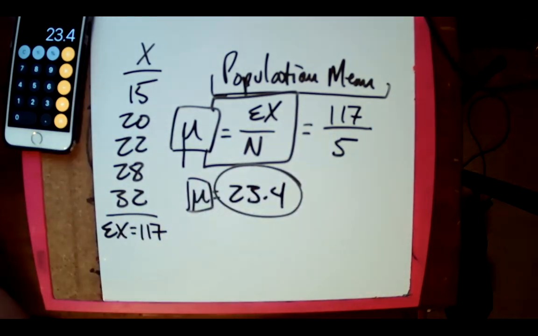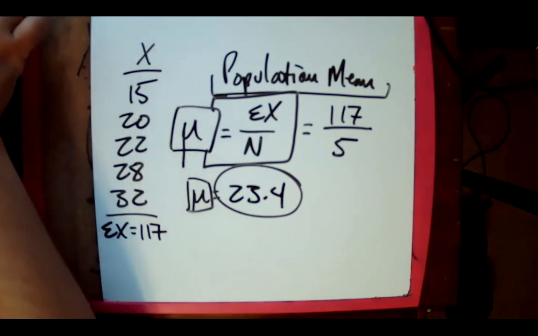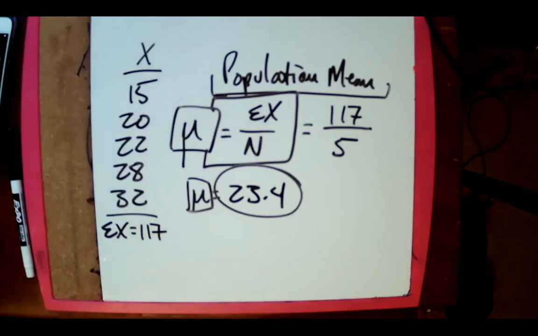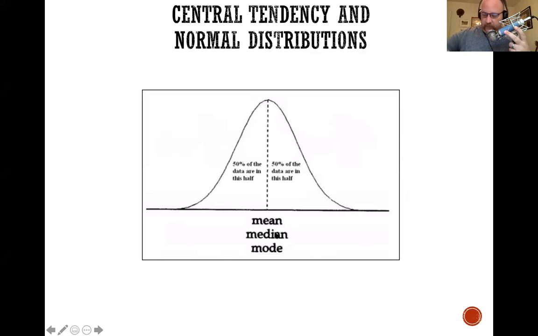It's just an average. Nothing tricky about it, except maybe you have some new language to consider now, like mean and x bar and mu, right? Sum of x. So there's new language, but I would argue that the math's pretty darn easy. You guys have been doing averages for a long time now, right? Okay, so let's finish up this chapter with looking at the relationship between the mean, median, and mode.